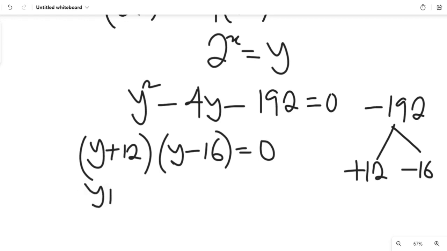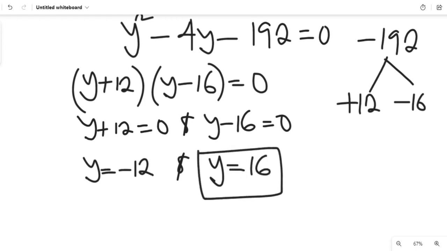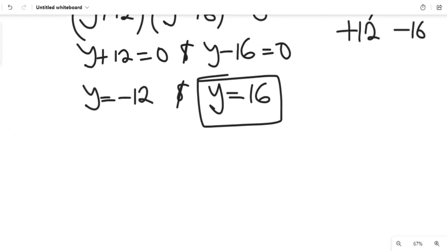So y plus 12 is equal to 0 once we separate them, and we'll have y minus 16 equal to 0. This simply gives us y equal to minus 12, which we will neglect because the negative result is an imaginary number, and we'll have y equal to 16, which is a real number, and we are going to solve using y equal to 16. So having y equal to 16, remember we have y equal to 2 to the power of x.